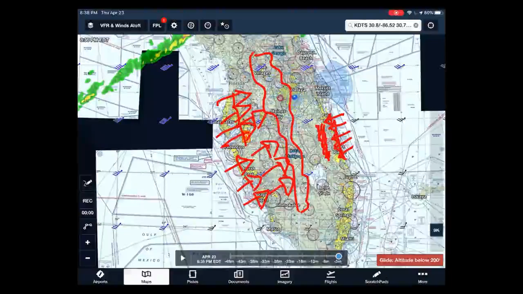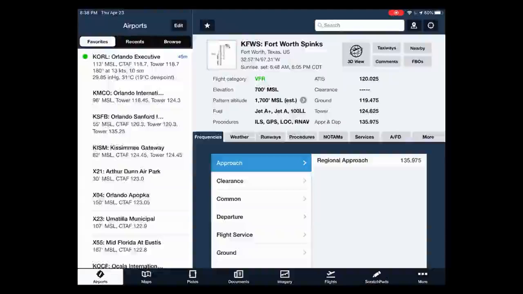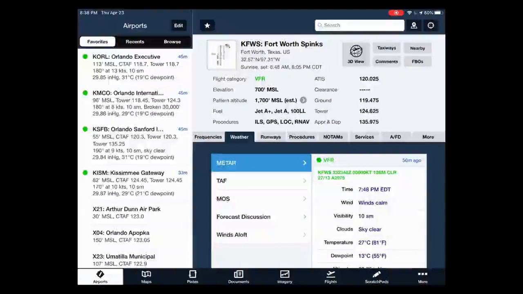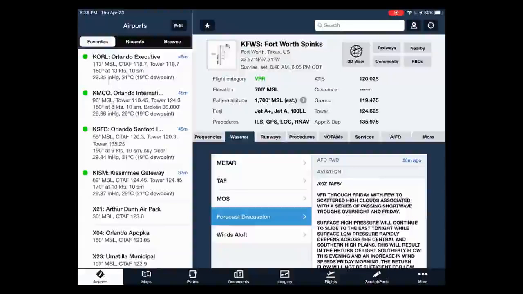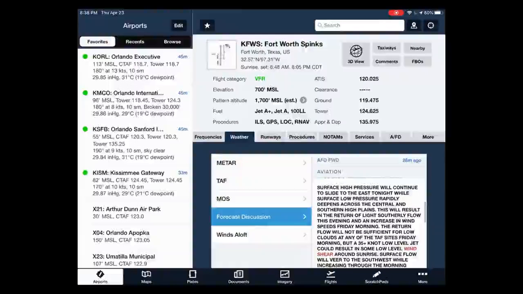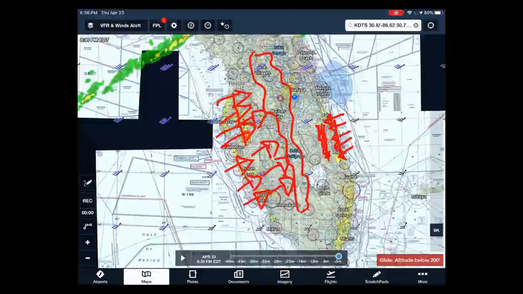Also pay attention to these products that you can pull out of ForeFlight called the forecast discussion. Lots of times the forecaster will make reference to which coastal sea breeze is going to win out that day in a summer day, and therefore you have an idea of which way the thunderstorms will be coming from and whether it's going to be a line or not.